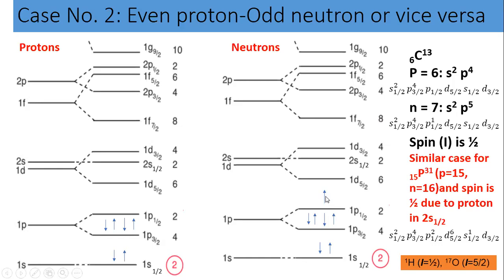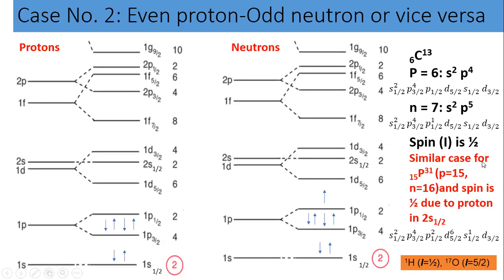This up-spin neutron is present in p1/2, and this gives the nuclear spin of carbon-13. The orbital in which it exists gives the nuclear spin of this neutron. So the nuclear spin of carbon-13 will be 1/2.